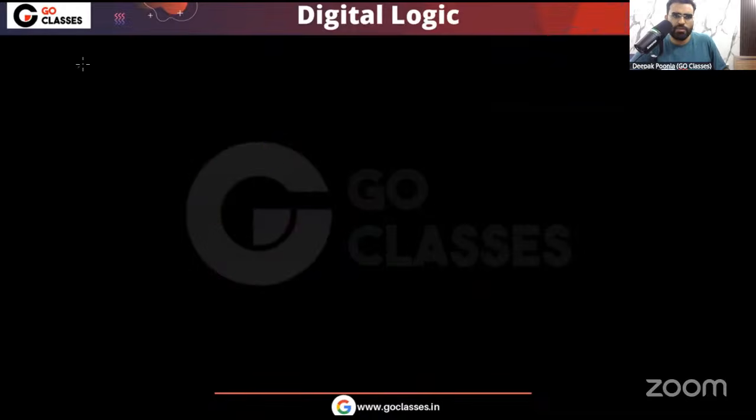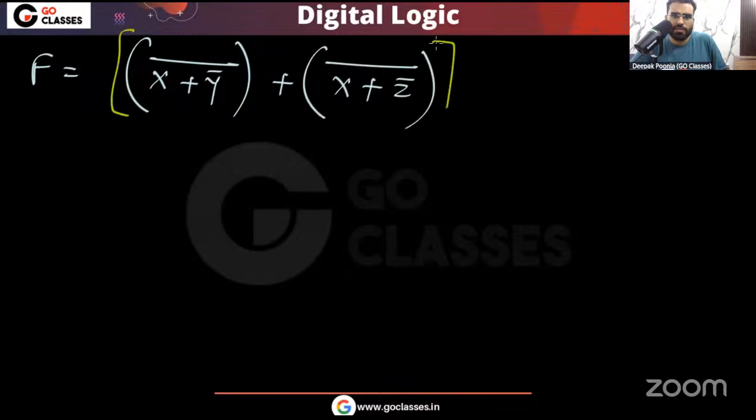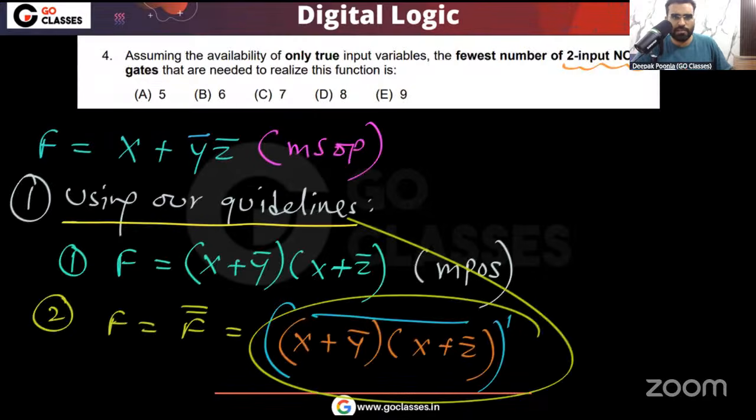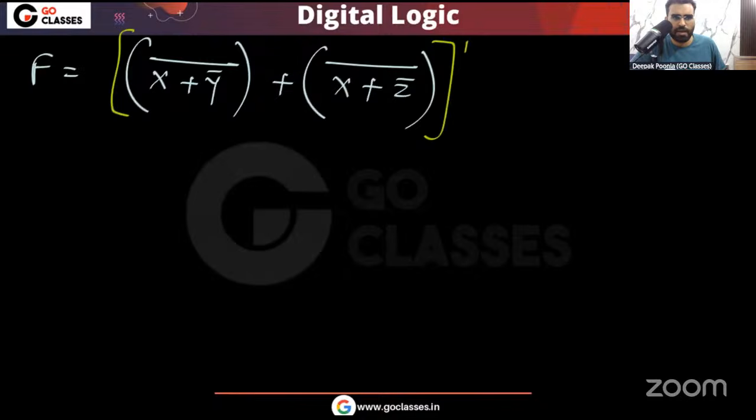So what we will get, you can see we got F equal to, if we apply the De Morgan law, X or Y bar whole bar. Correct? Or X or Z bar whole bar. And then remember there is another complement outside. So here we are applying the De Morgan law. So we are getting X or Y bar whole complement or X or Z bar whole complement, and there is an outside complement. Very simple.